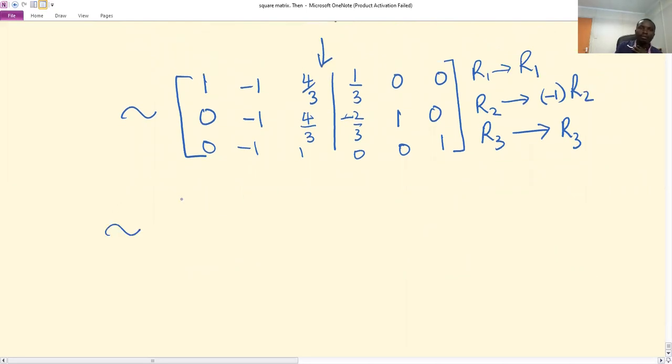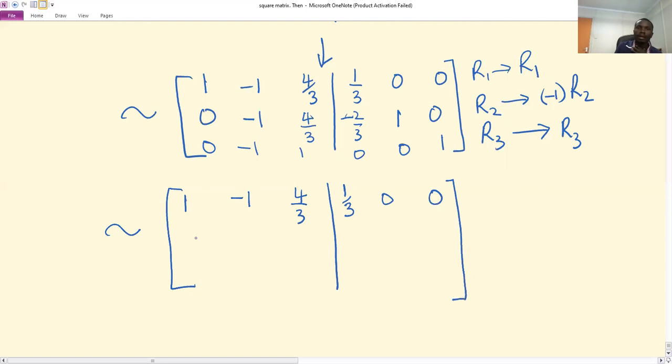So that will give us 1, -1, 4/3, separated by this line, a third, 0, 0, and then 0. Now this will be 1. Now -4/3, and then positive 2/3. Now this becomes -0. This is 0, -1, 1, 0, 0, 1.